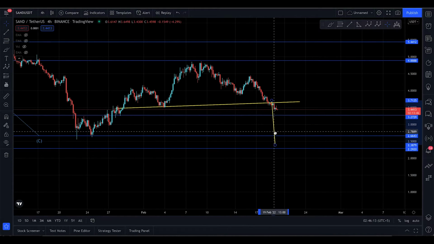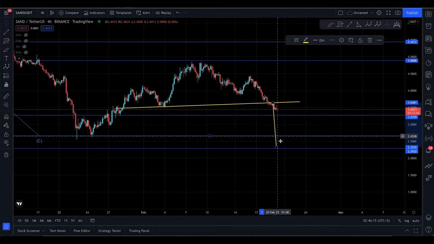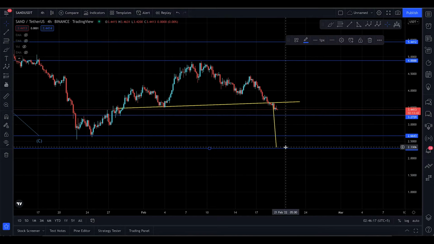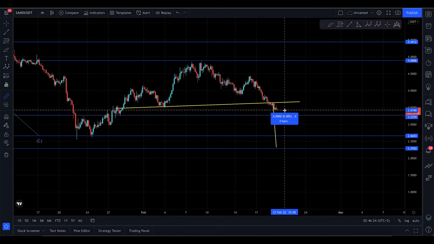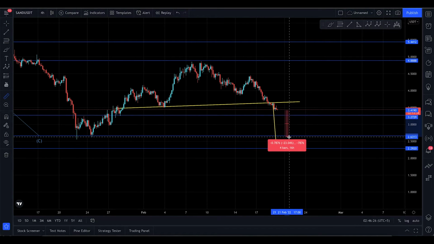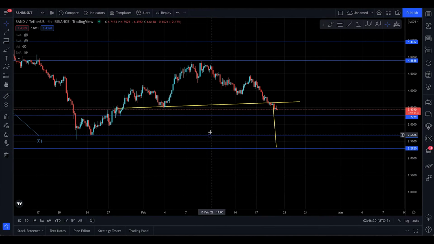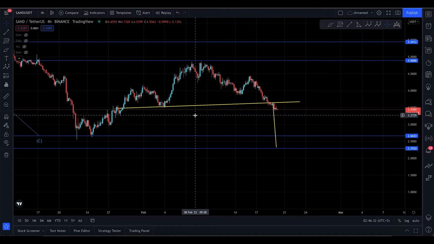So this is going to be from the top to the bottom, and if you turn off the log scale, you can see that it's trying to take you down to 2.3378. The first target is going to be from there to there, a 23% drop, and potentially a 32% drop. So that's what it is right now.